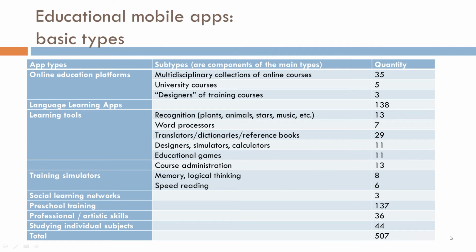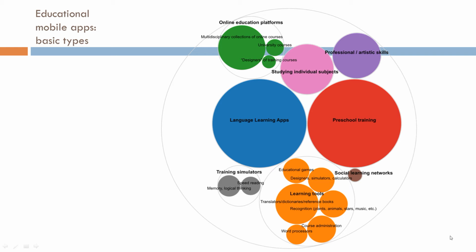These are online educational platforms, language learning apps, learning tools, training simulators, social learning networks, preschool training, professional artistic skills, and studying individual subjects. Statistical analysis allows us to conclude about the direct connection between mobile apps and self-education.